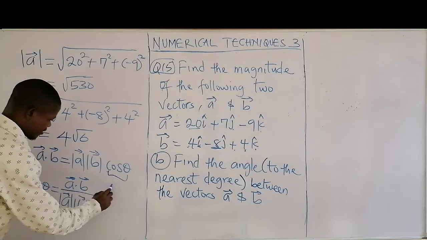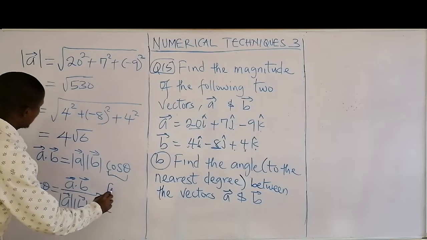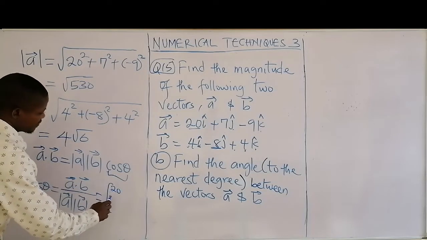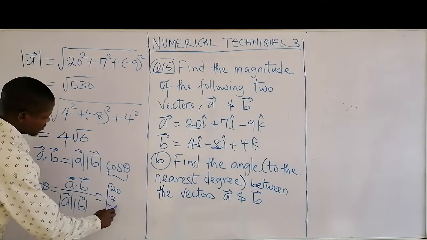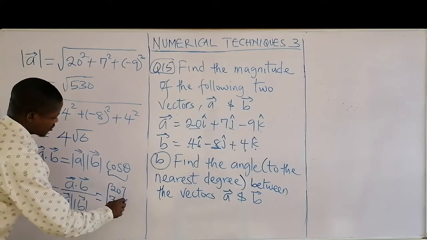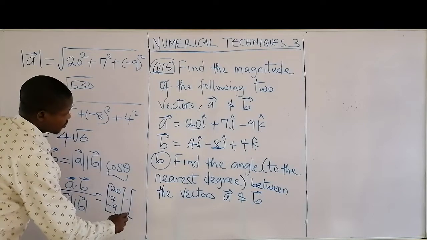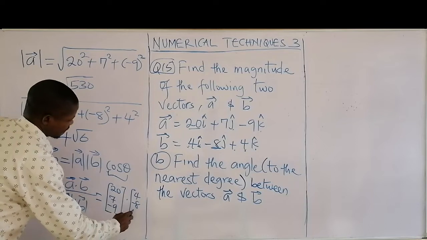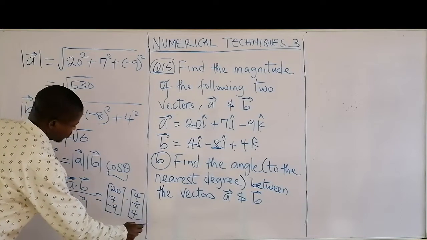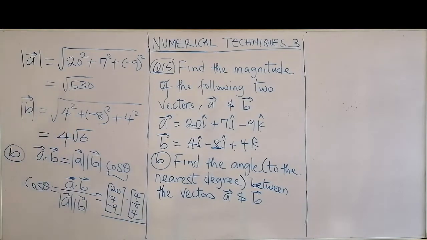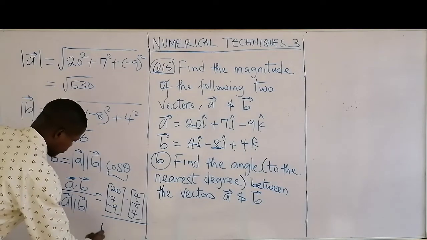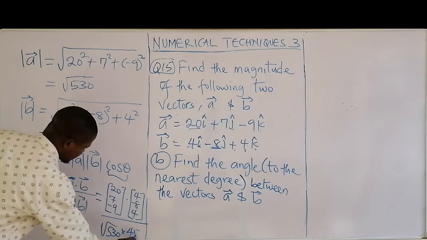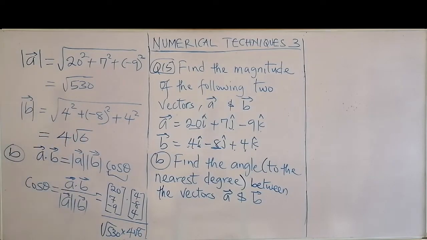We have vector A. Let's find the coefficients: we have 20, 7, minus 9. And then dot the vector B: we have 4, minus 8, 4. So I'm writing it in column form. And then that will be over root 530 times root what? 4 root 6. So that's what we have.